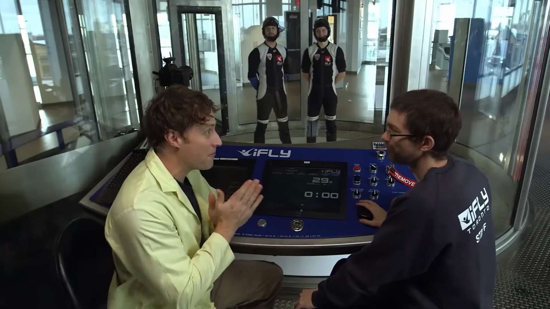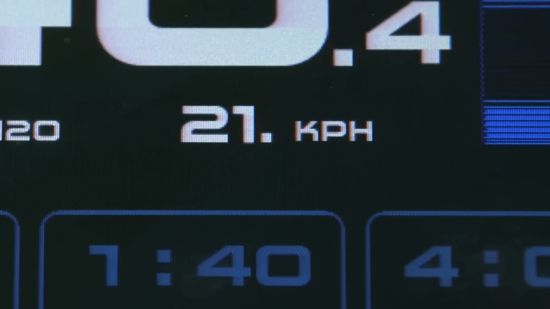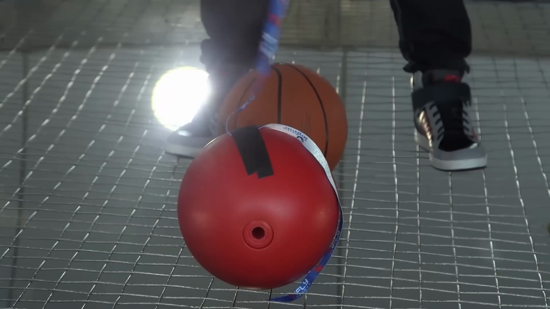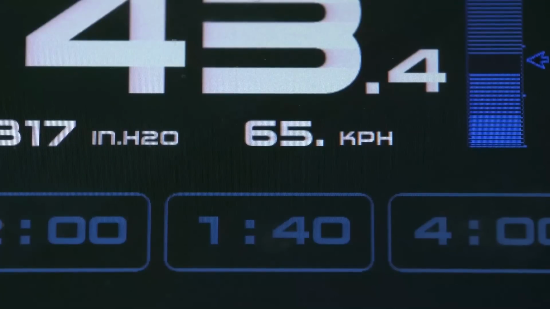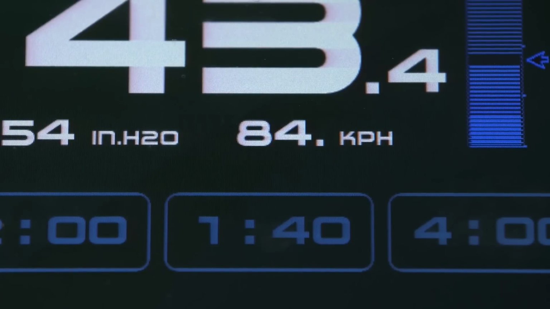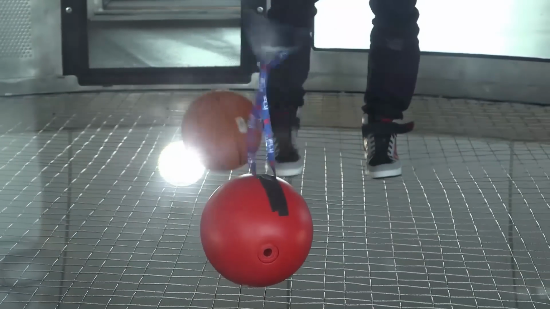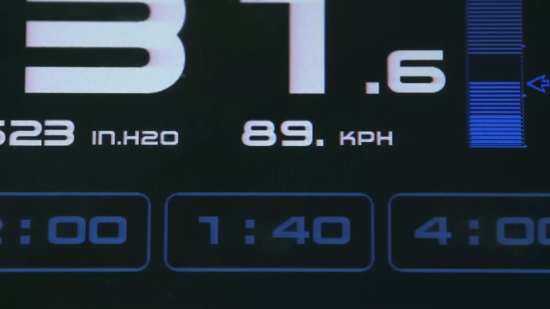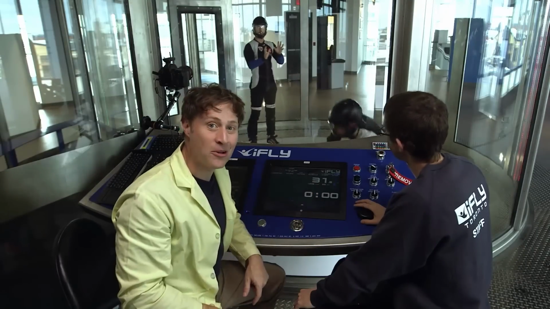All right, let's fire it up. All right, firing it up. 35, 58, nothing happening yet. This number here is the one we're looking at to see how fast the air is moving. 86, something's starting to happen. Oh, 89, wind speed of basketball, 89 kilometers an hour.